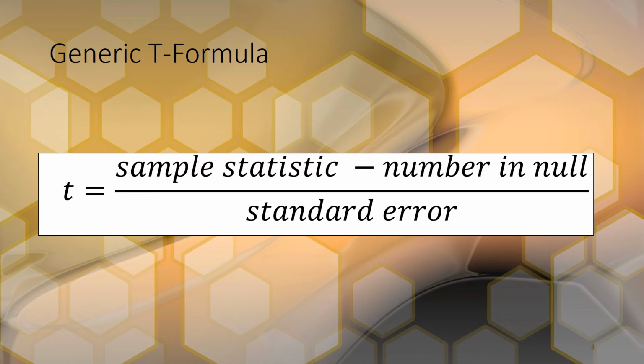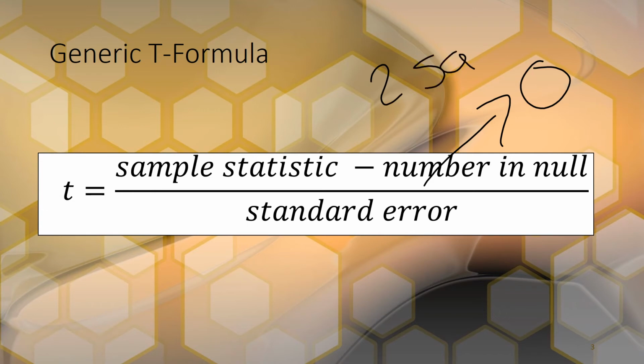And then the number in the null is going to be different depending on what type of test you're doing. If you're doing a 1 sample, it could be about any number. It just depends on what you're comparing that sample mean to. So for 1 sample, it varies a lot. But for a 2 sample, either independent or dependent, this is always going to be 0.